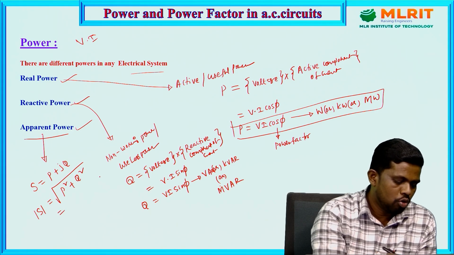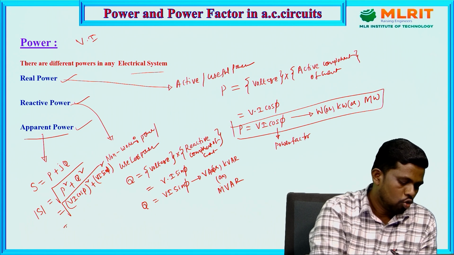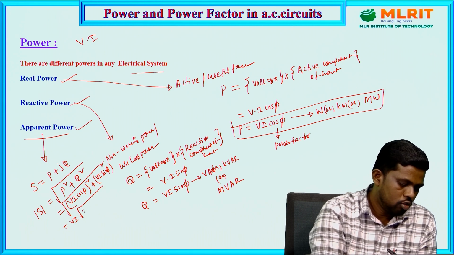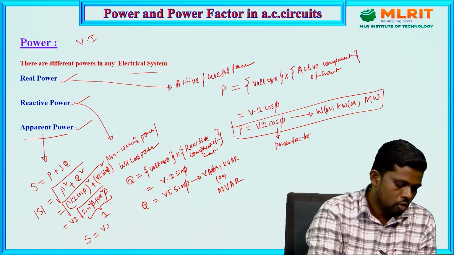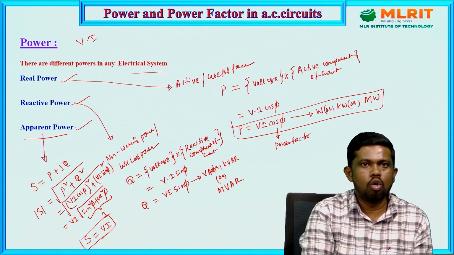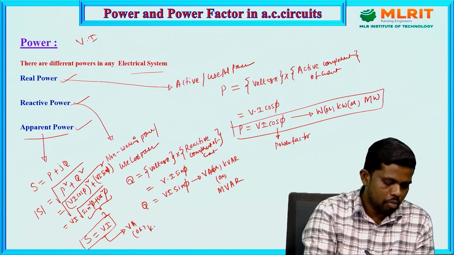The P value we already know is VI cos phi, whole square. Then the next one is VI sin phi, that is also whole square. Then square root. So VI comes out, then the square root of sin square phi plus cos square phi. This term we will get as 1. So S equal to VI. The notation of apparent or complex power is S equal to VI. The unit of voltage is the volt and the unit of current is the ampere: volt ampere, or kilovolt ampere, or megavolt ampere.